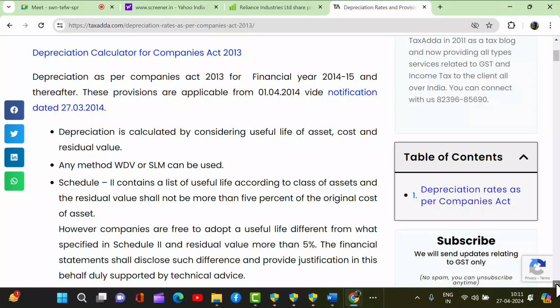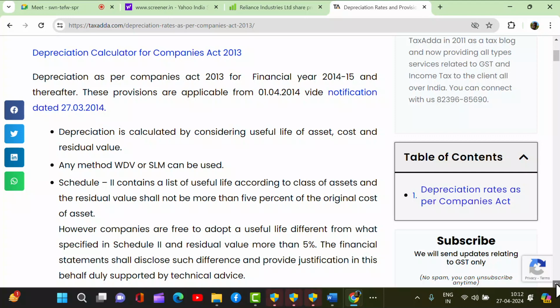Okay, read this further. Depreciation is calculated by considering useful life of asset, cost, and residual value. Now, depreciation is always calculated on the basis of useful life. Suppose you have bought a machine or equipment, you think the life is 10 years, then you are going to charge depreciation for 10 years. The Companies Act gives you the freedom to charge depreciation as per the useful life. If you think the life of the asset is just 2 years, then you can charge 50% depreciation, or in 2 installments you can depreciate the whole of the asset. So it depends upon the useful life of the asset.